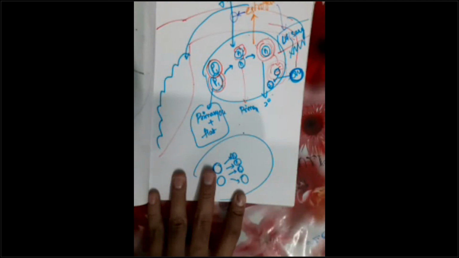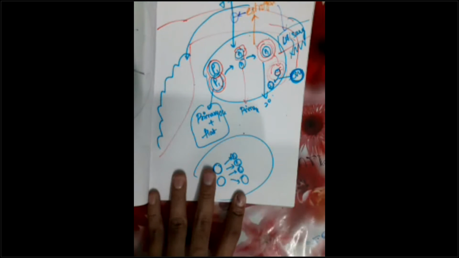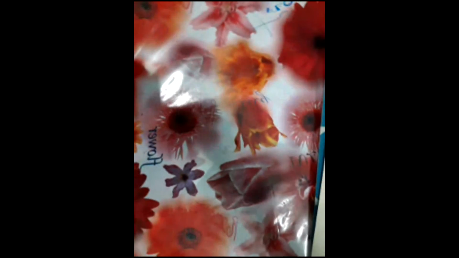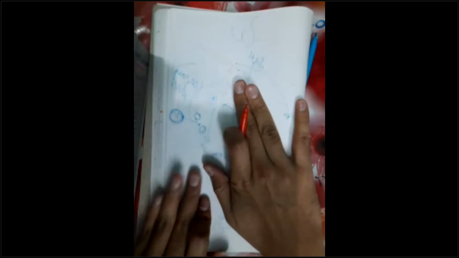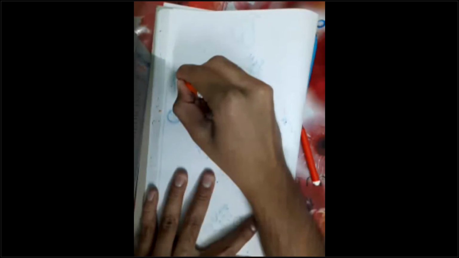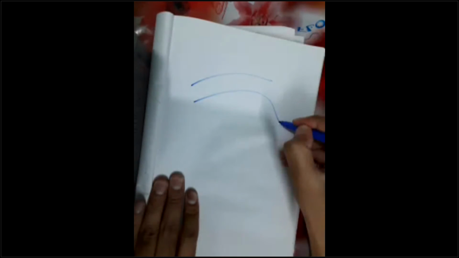This secondary oocyte will be taken up by the fimbrial end of the fallopian tube, where it will go due to the beating of the cilia to the ampullary isthmus junction. So let us see once again, not to get confused. This is the fallopian tube. This is the fimbrial end.